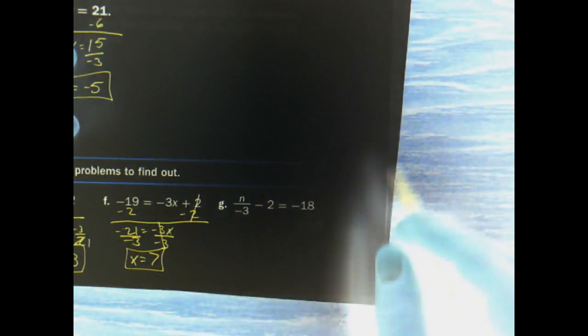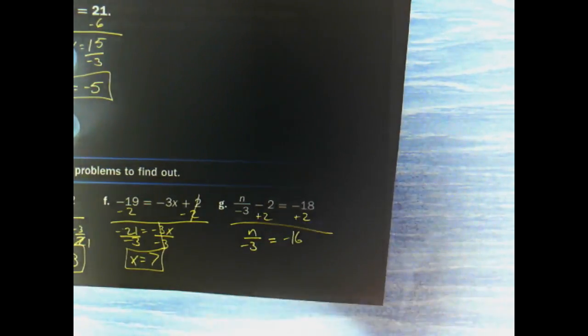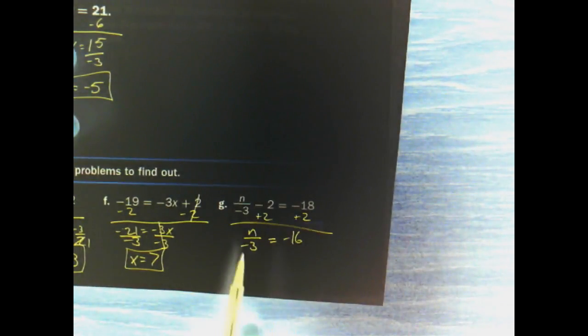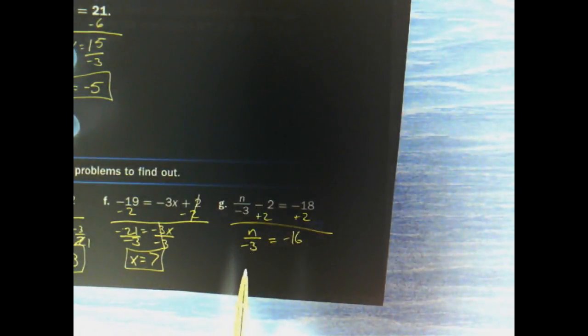And lastly, down here, G, this is a tricky one because of the way they write this. So I have n over a negative 3 minus 2 is equal to negative 18. I need to get rid of this minus 2 first, so I add 2 to both sides. N over negative 3 is equal to negative 16, because negative 18 plus 2 is negative 16. So here, this fraction bar acts like division. This is n divided by a negative 3.